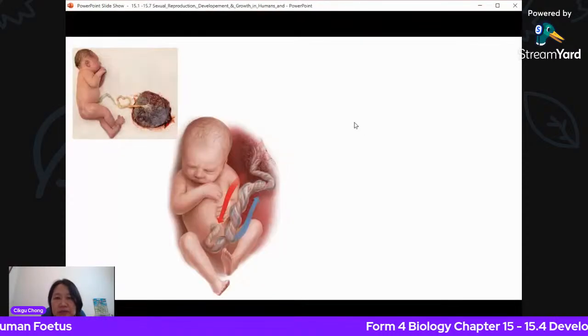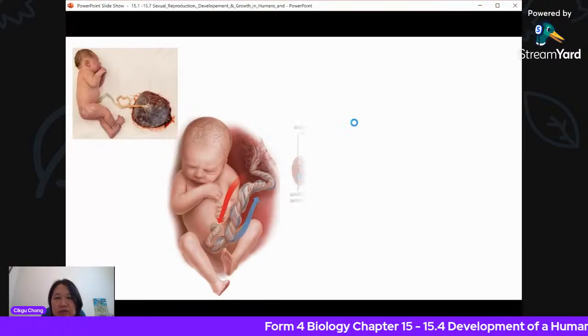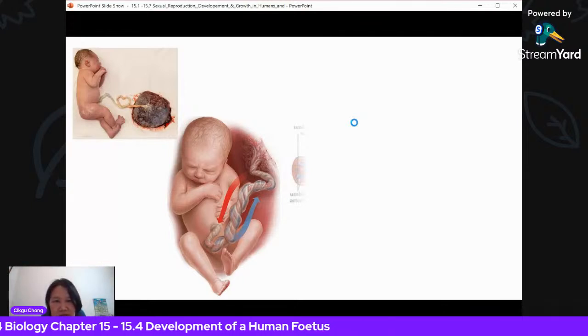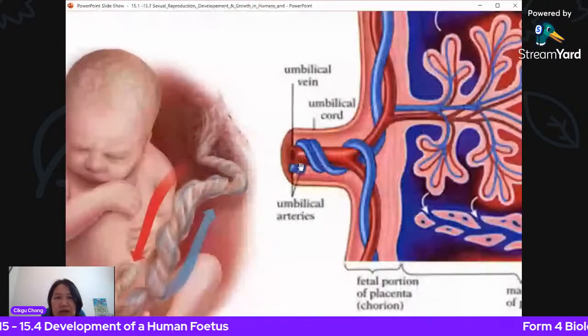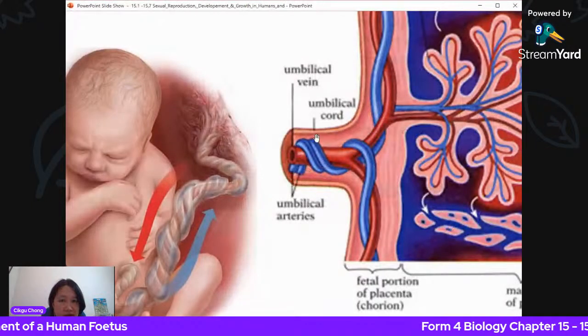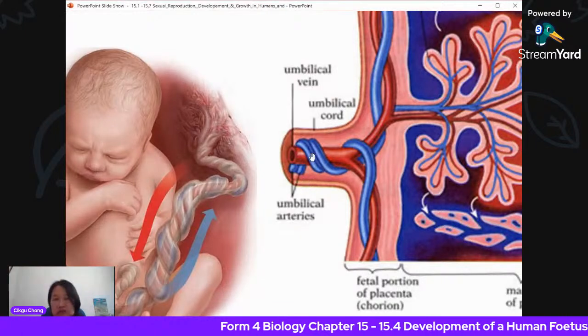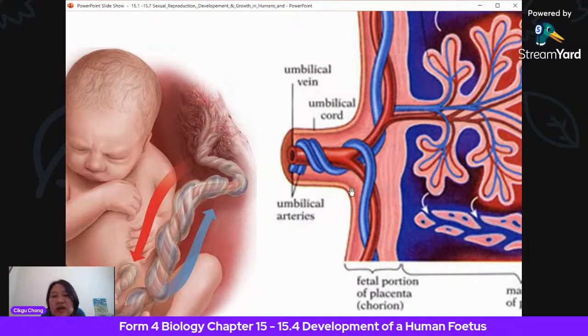All right, next one. You can see here that this is the umbilical vein. The red one is the umbilical vein, and the two blue ones here are the umbilical arteries. So please label them correctly if you are ever asked to label.